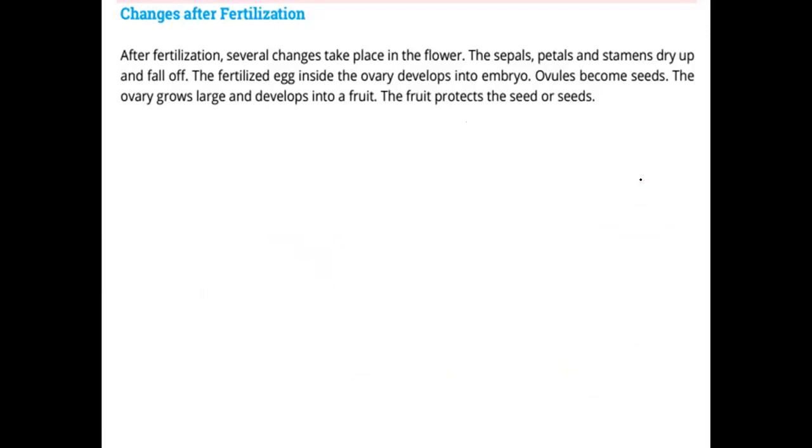Okay, so what happens after fertilization? We will see here that after fertilization, several changes take place in the flower.